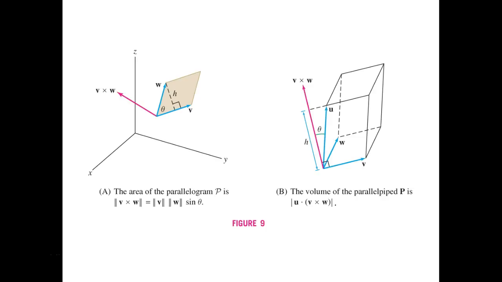And if you think about that, the magnitude of W times the sine of this angle is the height here. The height times the magnitude of V, if you just move this up there, gives you the area of that parallelogram. So yes, that is the area of that parallelogram.